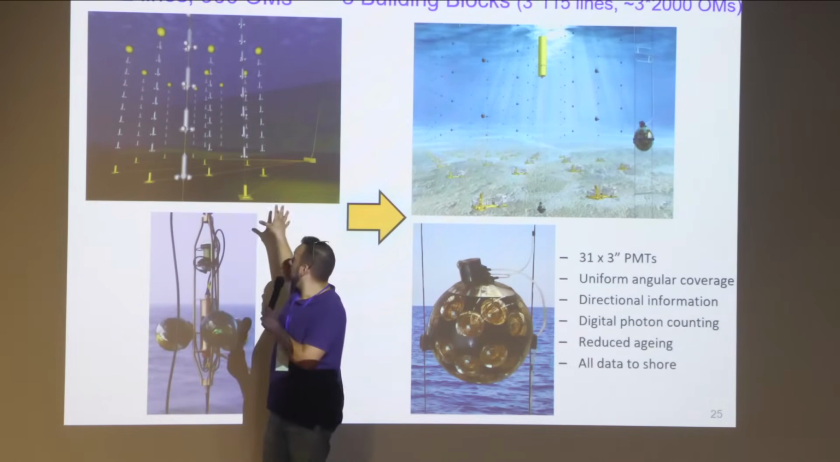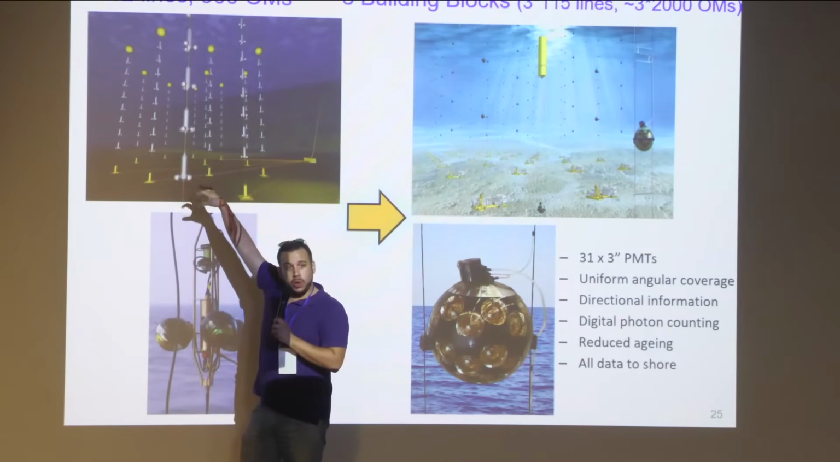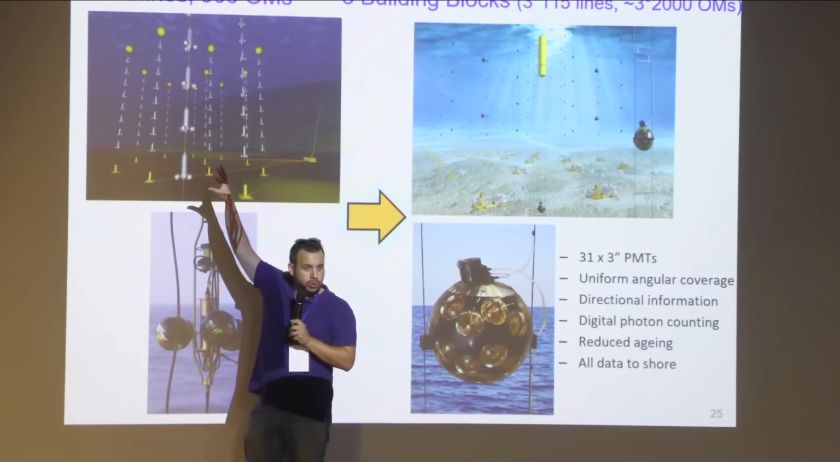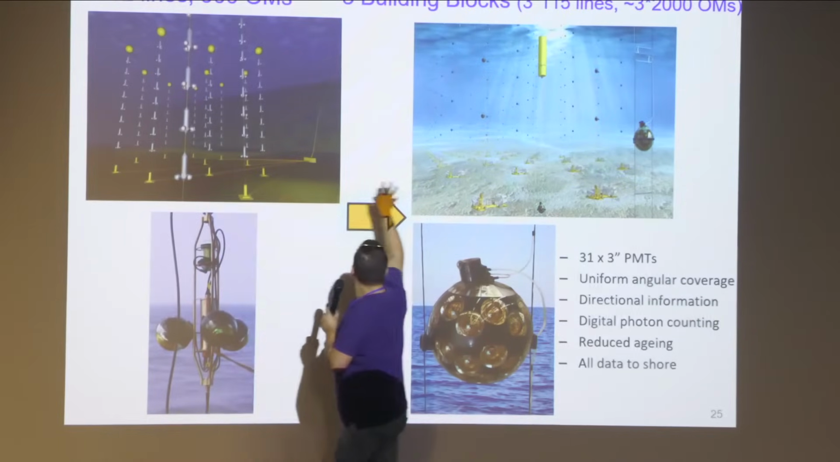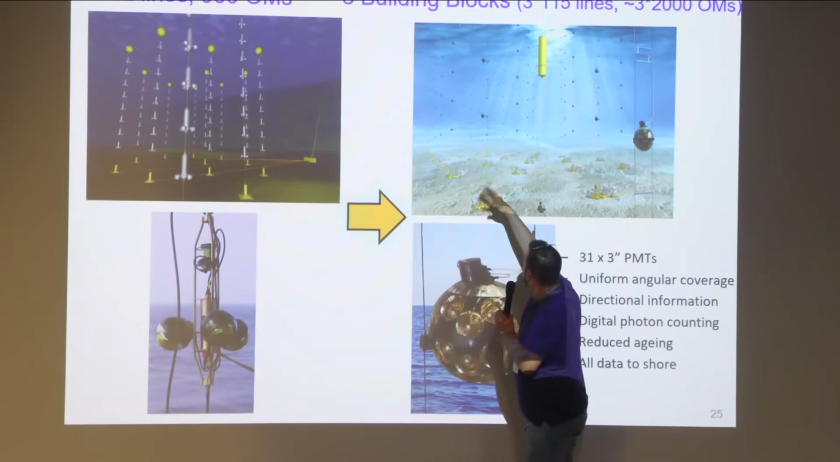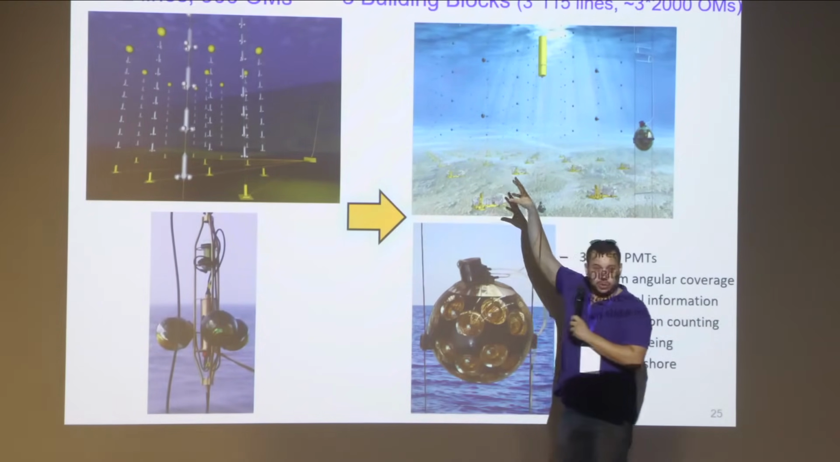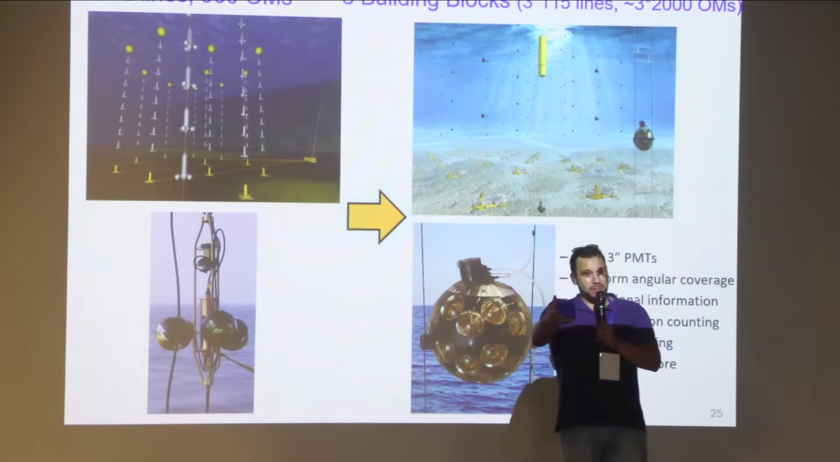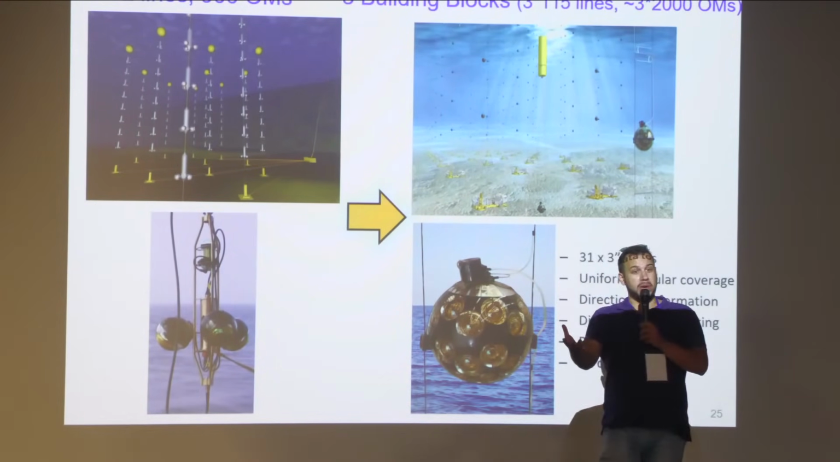Therefore, you have an array to detect low-energy neutrinos coming from the cosmos, GeV neutrinos, and an array trying to detect very high-energy neutrinos coming from the cosmos. And why is this important? Because they come from different phenomena.